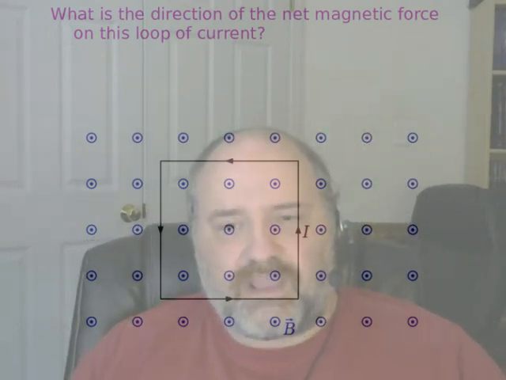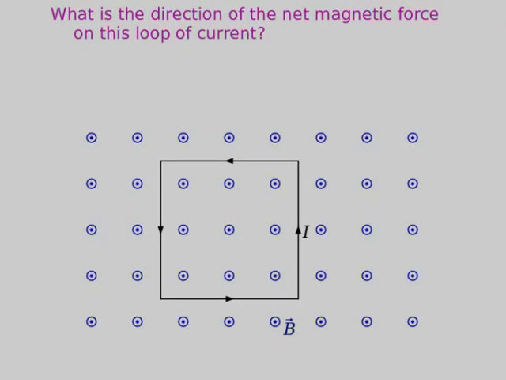I did that just by working out IL cross B. First of all, noticing that because it's a square, all the lengths are the same, the currents are the same, the magnetic field is uniform, noticing that the magnitudes would be the same on each leg, left and right canceled, top and bottom canceled.